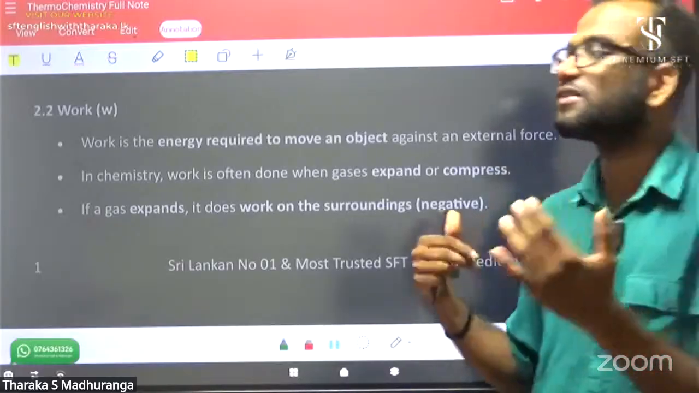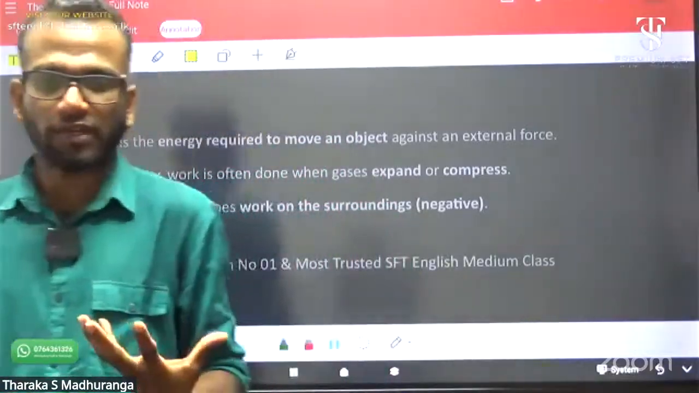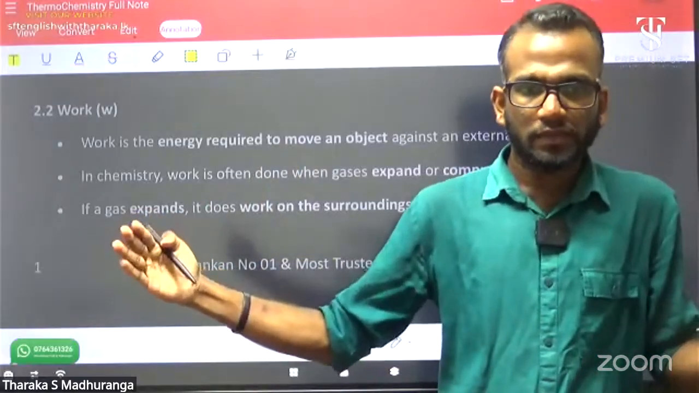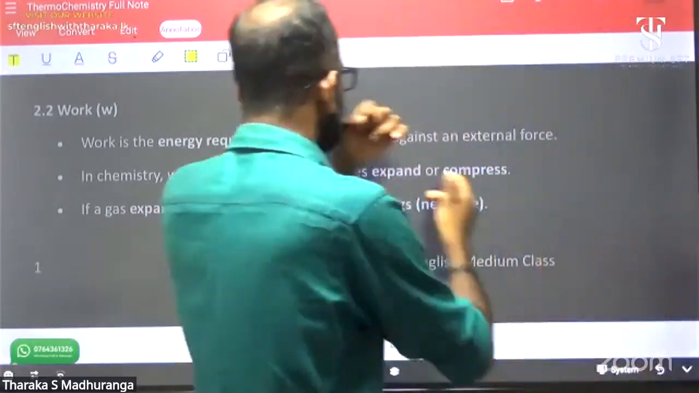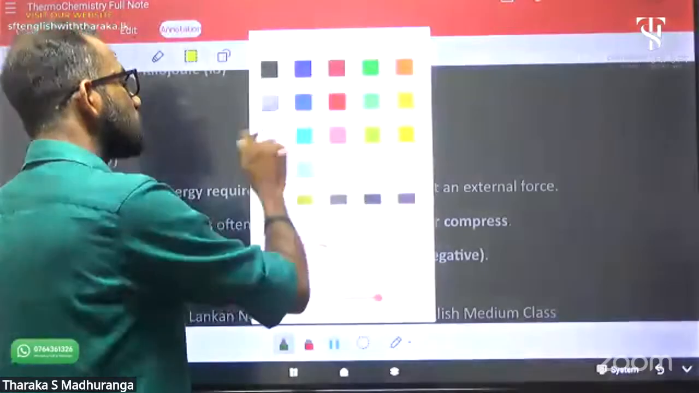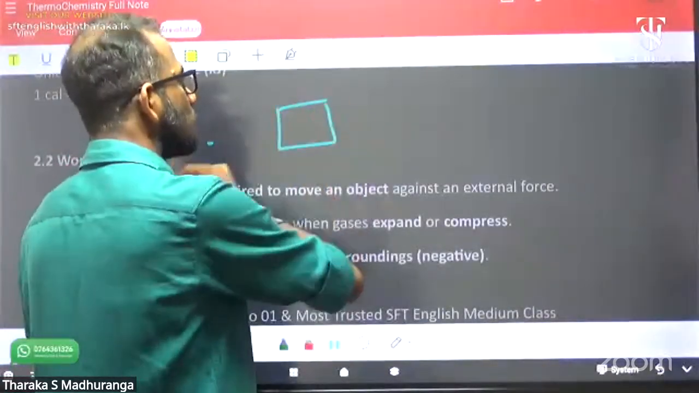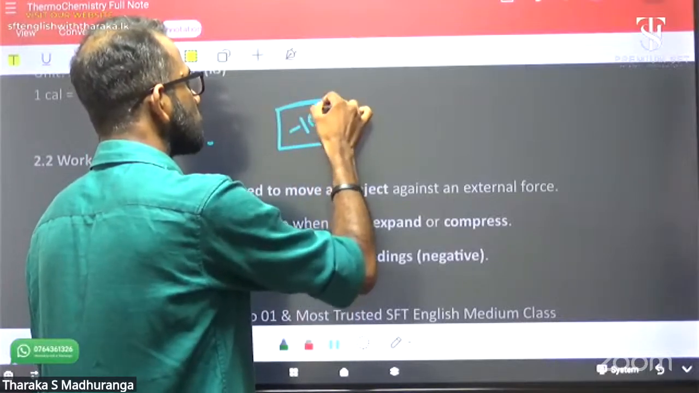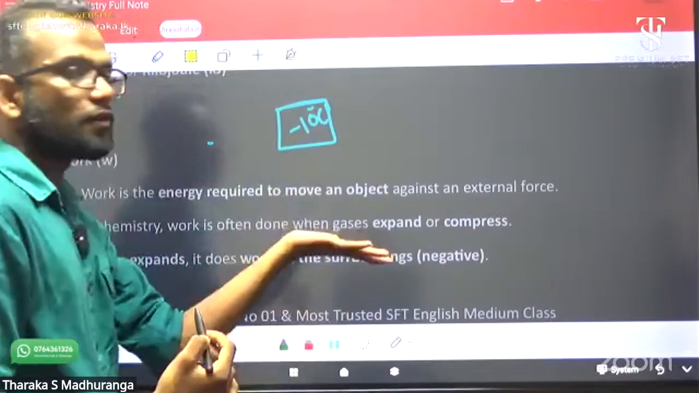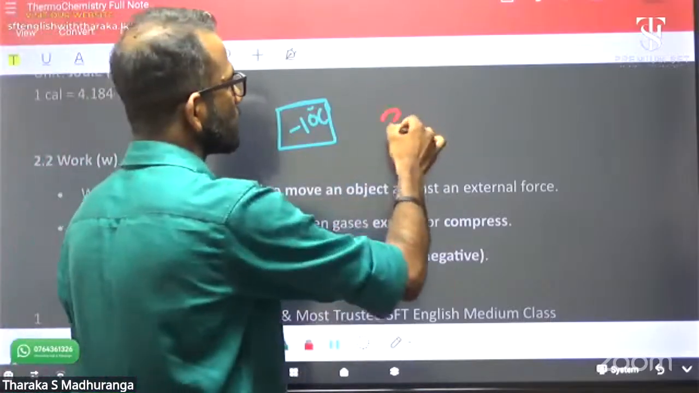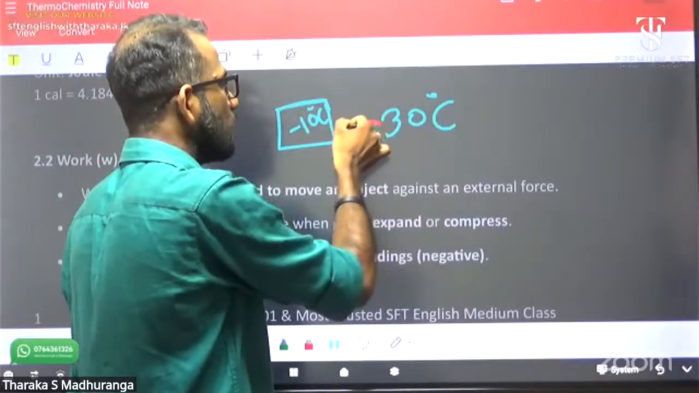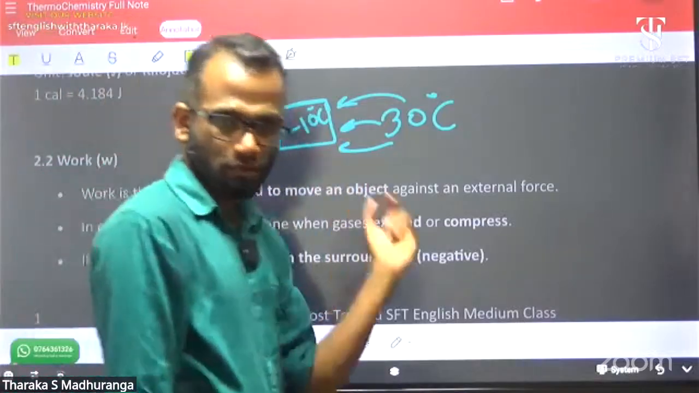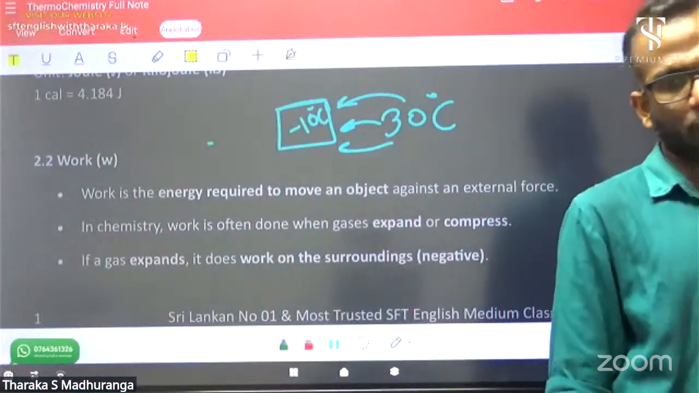What's the meaning of heat? It's a type of energy which is formed due to temperature difference. You know, heat energy always transfers from high temperature to low temperature. If you take an ice cube at minus 10 Celsius in a normal environment at 30 Celsius, what happened? The ice cube absorbs heat. Heat always transfers from high temperature to low temperature.